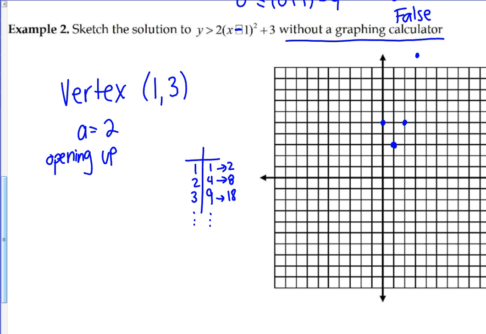We're kind of actually off the page. No, we aren't. Yeah, we aren't kind of. We are off the page. We're off the graph. That's okay. Oh, dashed or solid? Because we have greater than, we want dashed. Greater than is dashed. There's no equal to underneath.